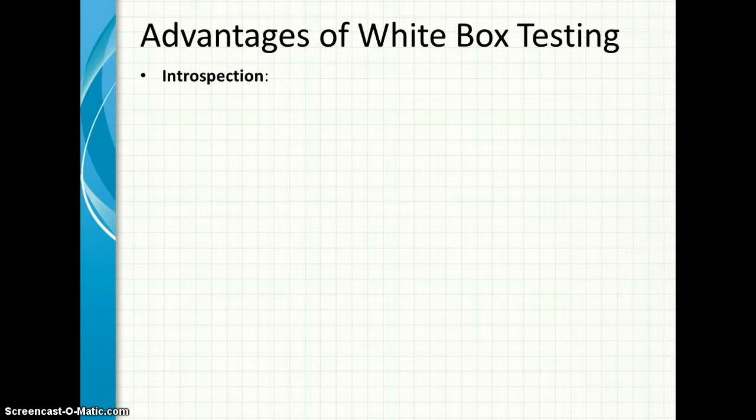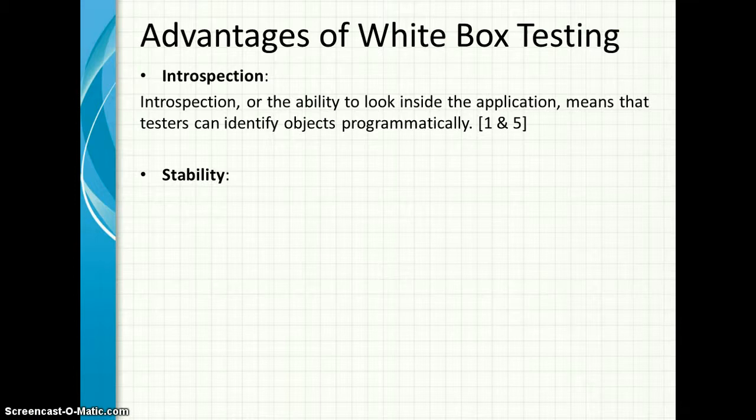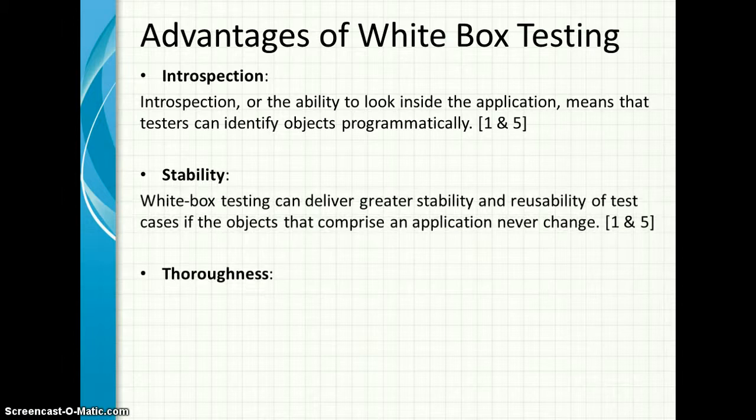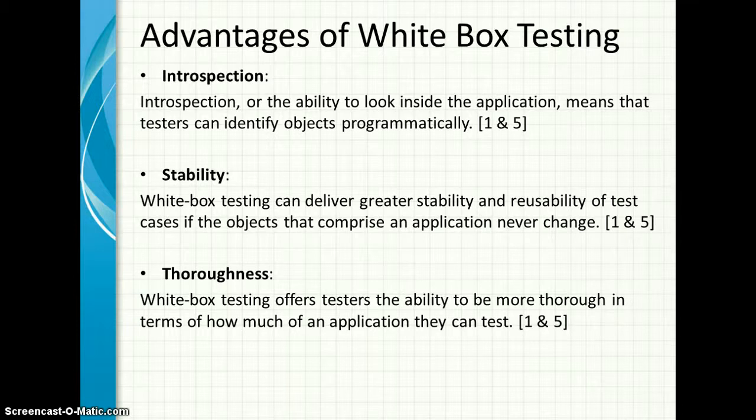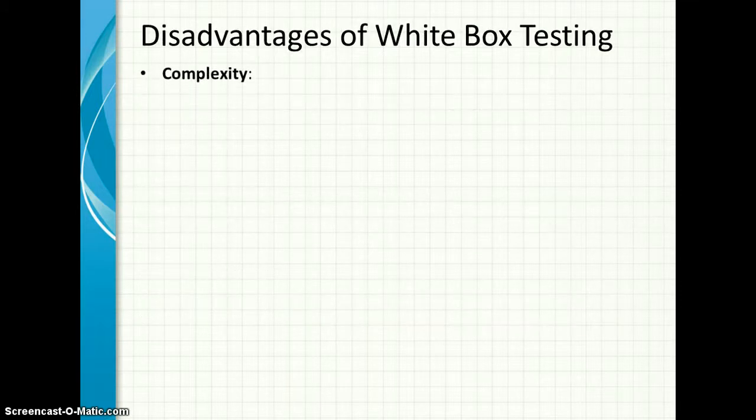We now come to the advantages of white box testing. Primary among those is introspection. Introspection, or the ability to look inside the application, means that testers can identify objects programmatically. Stability is another advantage, where white box testing can deliver greater stability and reusability of test cases if the objects that comprise an application never change. The third advantage is thoroughness. White box testing offers testers the ability to be more thorough in terms of how much of an application they can test.